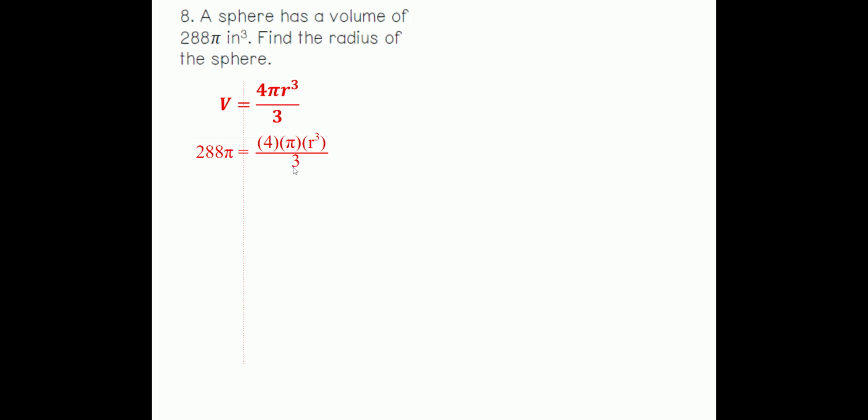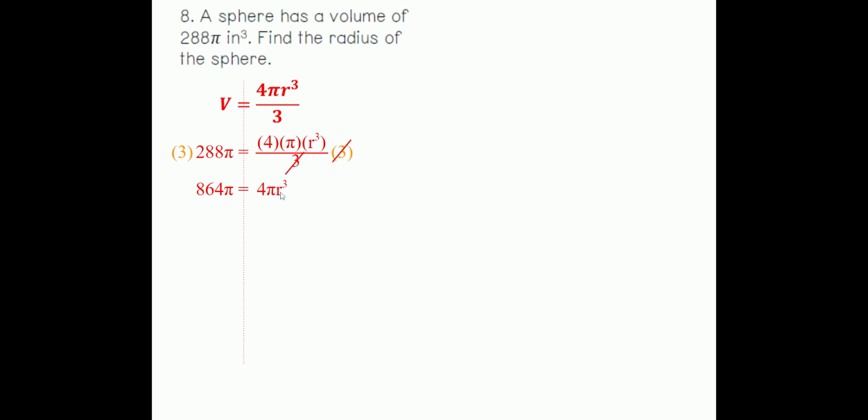And if we remember our algebra operations, the inverse of dividing by 3 is multiplying by 3. And because this is one term, we're going to multiply this by 3, which means we have to multiply the other side by 3. Now, when we do this, the nice thing is that this 3 will cancel out that 3. 3 times 288 pi is 864 pi. Now, what's left over on this side is 4 pi and r cubed.